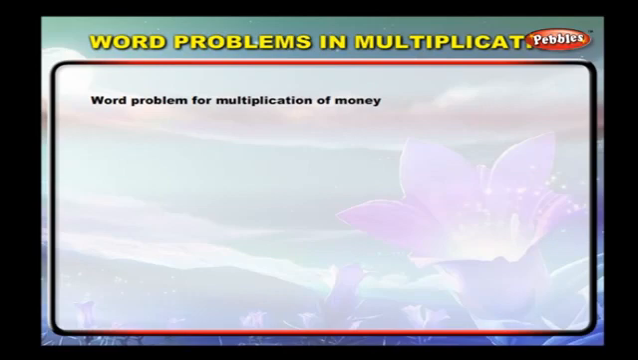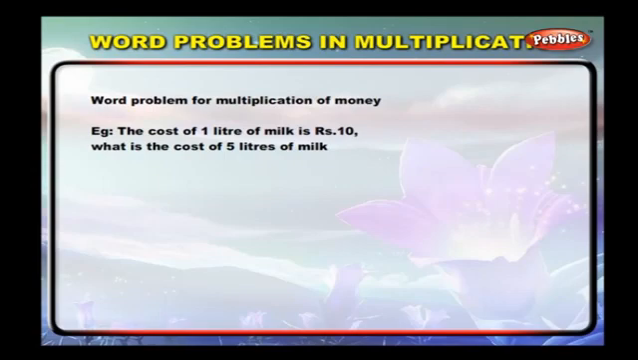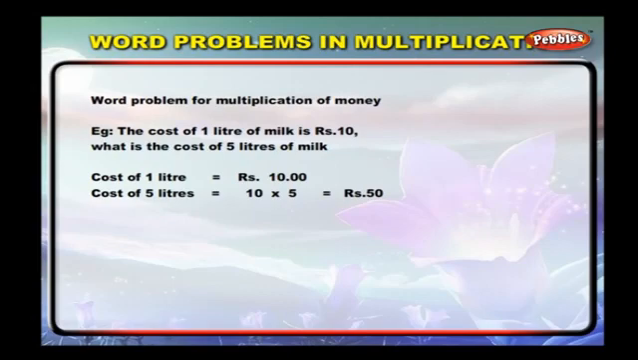Word problem for multiplication of money. Example. The cost of 1 liter of milk is 10 rupees. What is the cost of 5 liters of milk? Cost of 1 liter is equal to rupees 10. Cost of 5 liters is equal to 10 into 5, which is equal to 50 rupees.